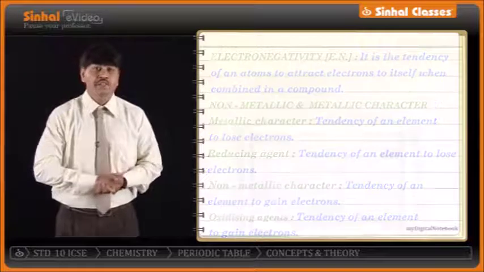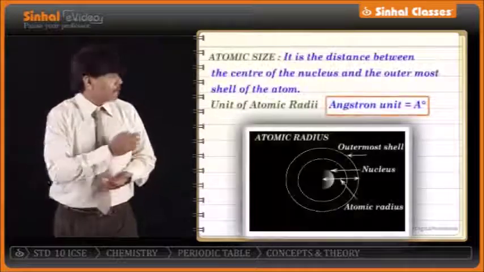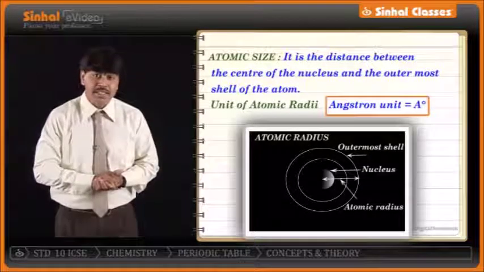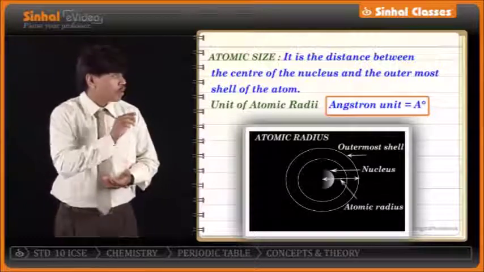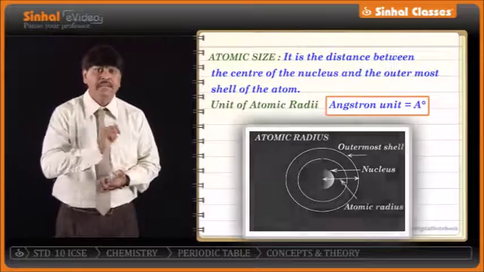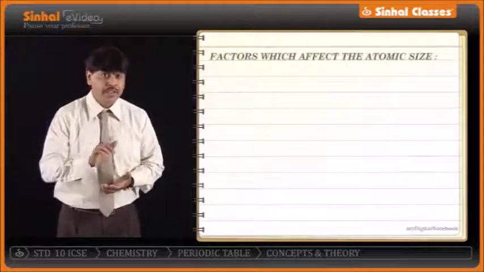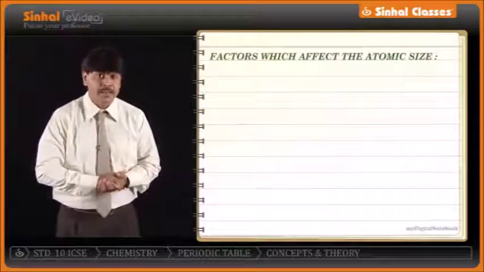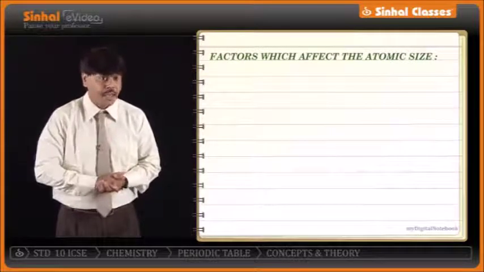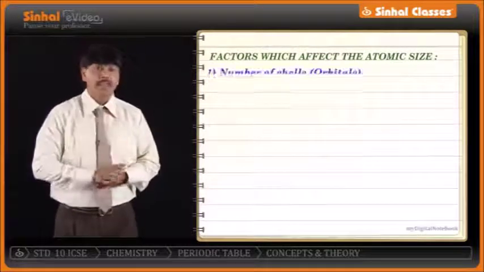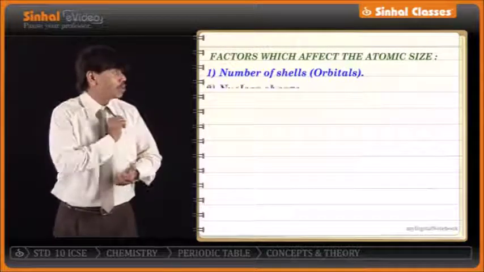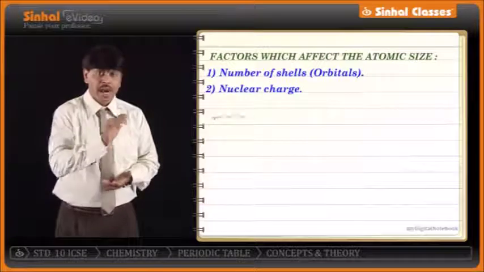Now let us take the first periodic property, that is atomic size. We already know what atomic size is. It is the distance from the center of the nucleus to the outermost shell. Now let's see which factors affect the atomic size. There are two major factors which affect the atomic size, and they are the number of shells, that is the orbits, and the nuclear charge.